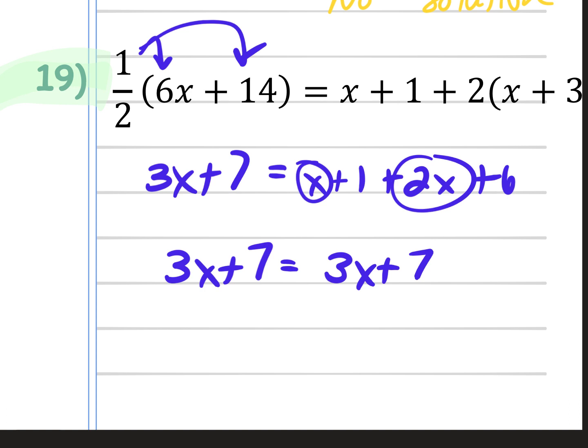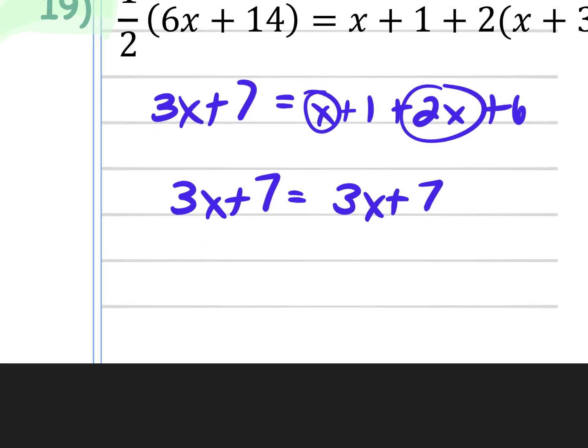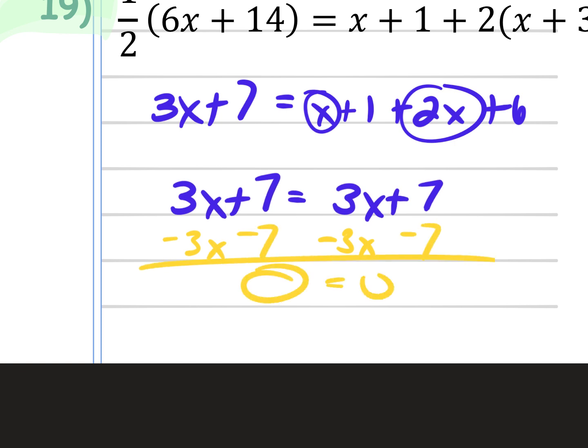If you get here, I'm fine with all reals. If you want to see it to the end, feel free. Go ahead. Because if we subtract 3x from both sides and subtract 7, what happens? Everything cancels. So we're all reals.